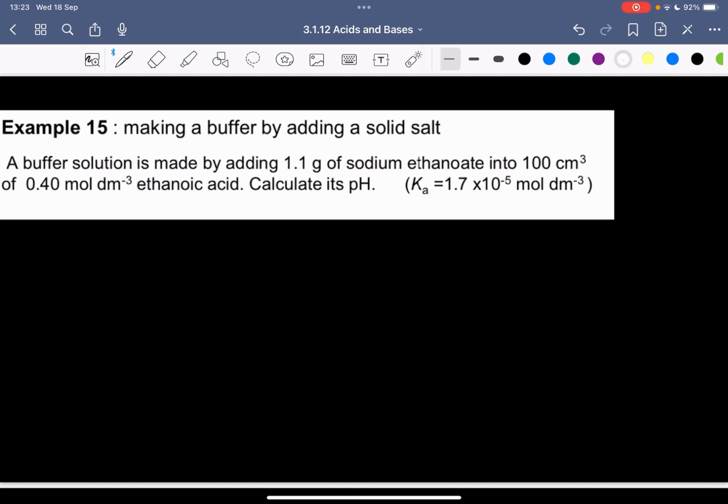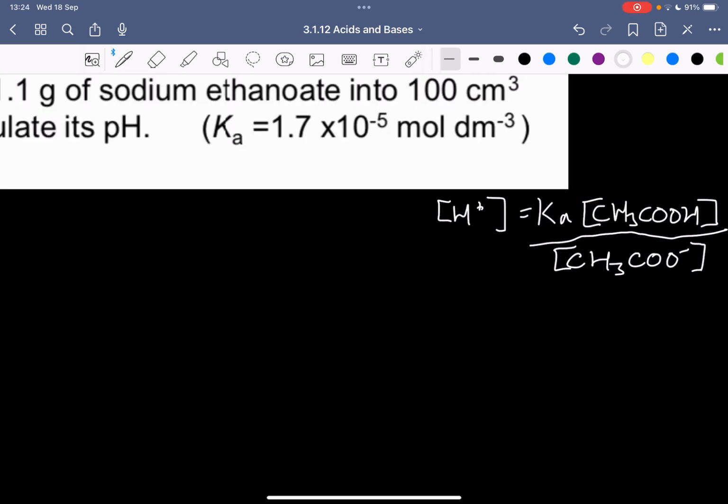Okay, so here we've got a buffer solution that's made by adding 1.1 grams of sodium ethanoate into 100 cm³ of 0.4 moles per dm³ of ethanoic acid. Calculate the pH. And once again, we're reminded that the Ka value is 1.7 times 10 to the minus 5. So firstly, I'm going to write down the Ka expression again, rearranged, and I get... Now I know I need to work out the concentration of ethanoate ions and ethanoic acid, or at least find their moles, which is probably going to be easier.